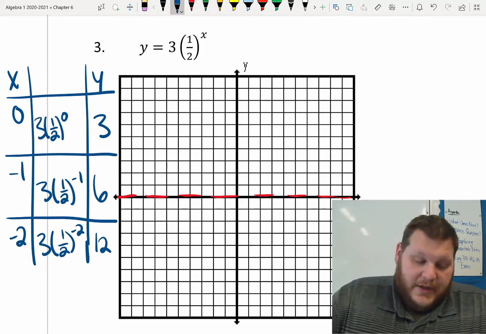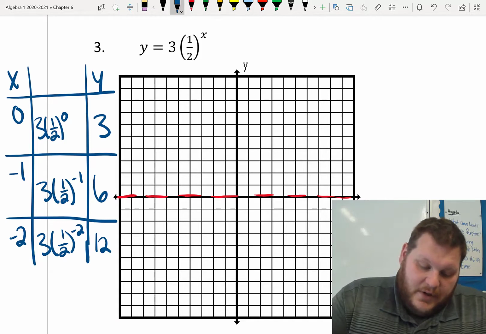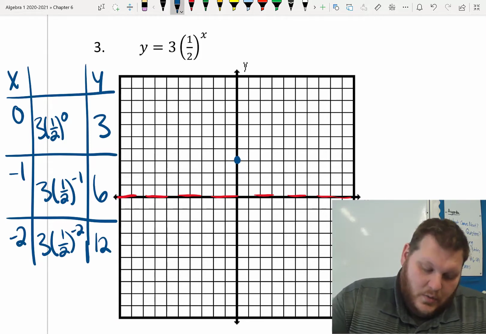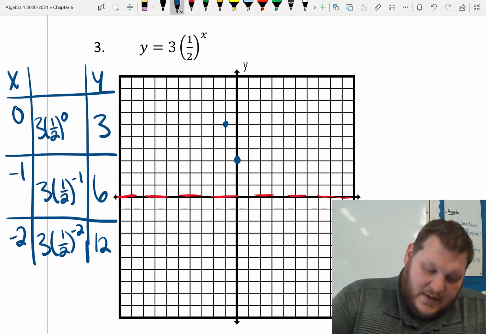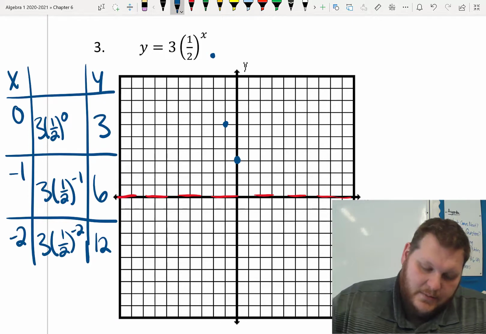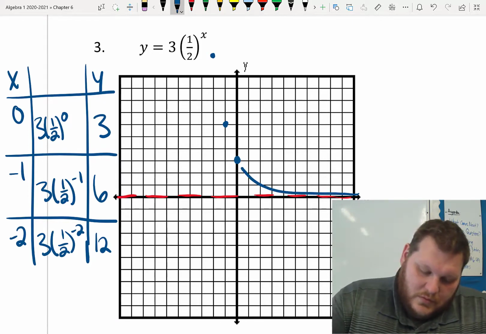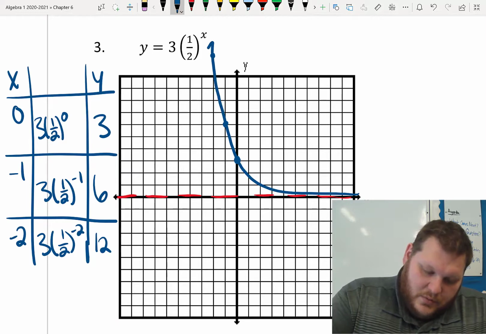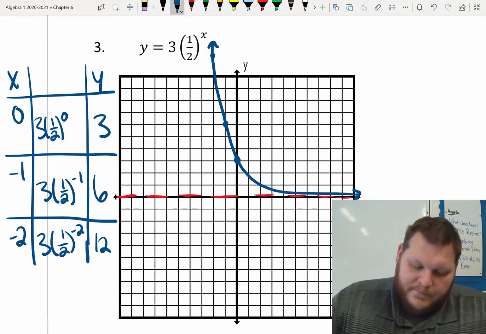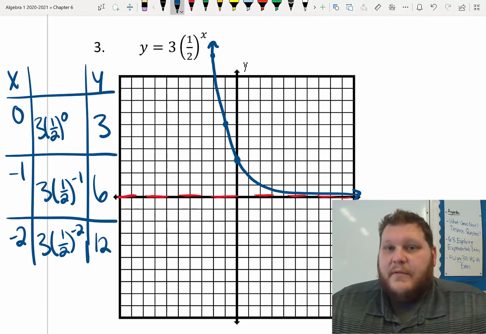So I can go ahead and just plot those points. 0, 3, -1, 6, and then -2, 12, which is what I'm going to estimate right here. There we go. See what my graph looks like.